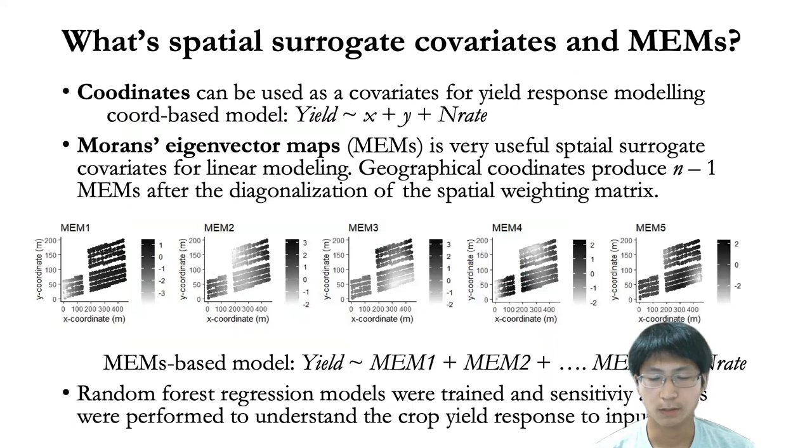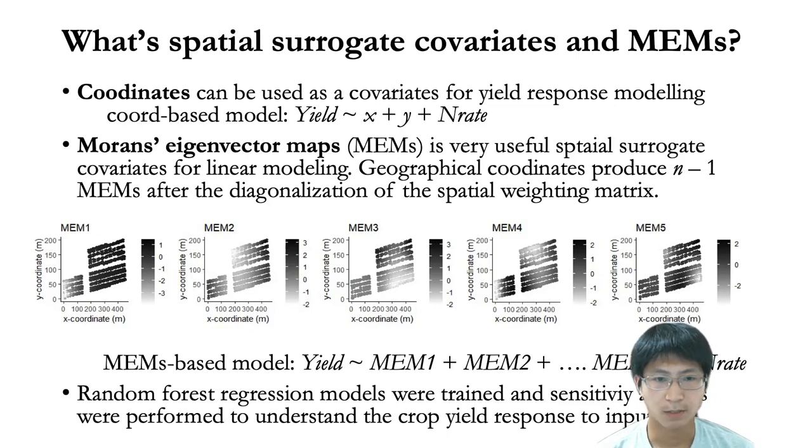And we make two models by using the spatial surrogate covariates. One of them is to use the coordinates as covariates. So yield can be explained by X and Y coordinates, and also fertilizer rate is used as a covariate. And another model is using the Moran's eigenvector maps. This Moran eigenvector maps, so-called MEMs, is generally used as linear models for ecological studies. But we apply this method to our on-farm experimentation data analysis.